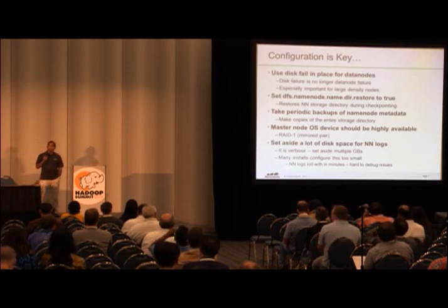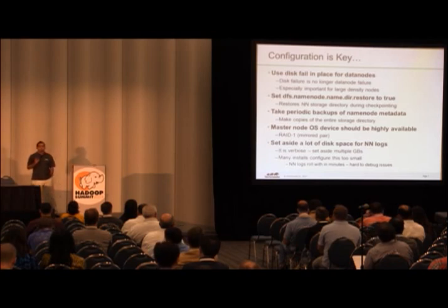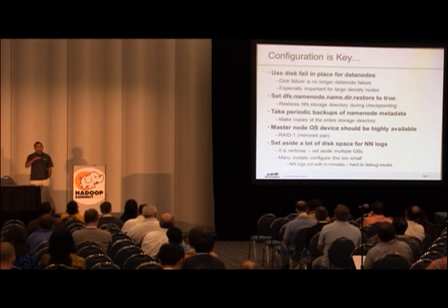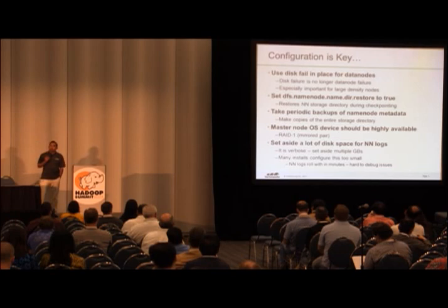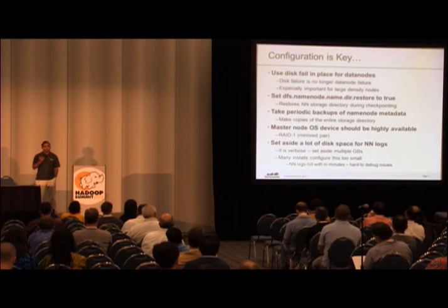Take periodic backups of your name node storage directory, the entire directory, not select files, because the set of directories that are there have some kind of relationship with each other. So take a periodic backup of the entire name node storage directory. Also, on the master nodes, the disks where you have the OS should be set up with RAID.